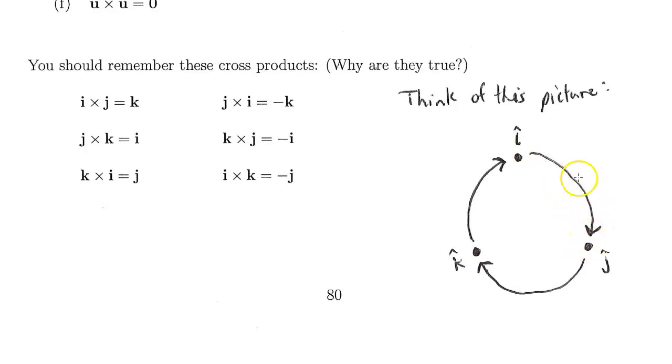So if you do j, and I said times, but I mean cross, j cross i, you get negative k. Okay, if you do i cross k, you get negative j. And if you do k cross j, you get negative i. Okay, so if you go forward like this, you get the positives, right? i cross j gives you k, and so forth. But if you go backwards, okay, j cross i ends up giving you negative k. Okay, so that's the picture I use to remember these.